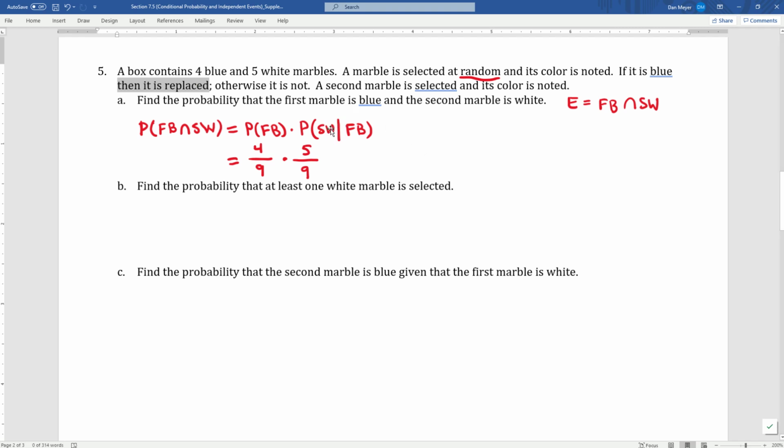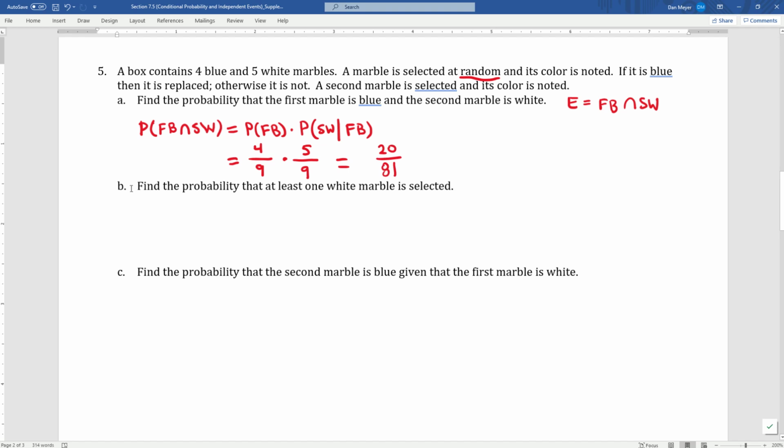Now, we didn't use any fancy formulas to find that. We just thought about it. What's our sample space for the second round? Since we put the blue marble back in, there's 9 marbles. Or what's our selection set? It's another way to think about it. There's 9 marbles, and 5 of them are white. So the probability that the second round is a white marble is 5/9 in this case. So the multiplication here gives us 20 over 81. There's a decimal approximation for that, but I'll let you do that on your own with your calculator.